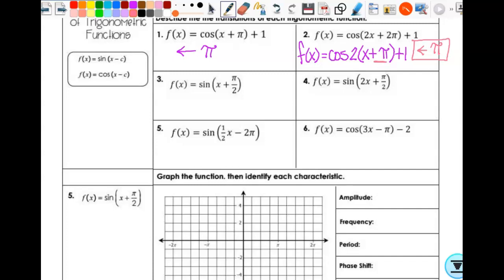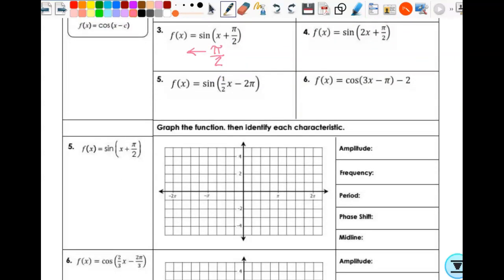Do I need to factor anything out in number 3? No. I mean, factoring 1 doesn't do anything. So this one means I go to the left how much? Pi halves. Do I need to factor in number 4? Yes. So that means I'm going to get f of x equals the sine of 2 times x plus what? Pi fourth. So that means then that I'm shifting which direction? Left, pi fourths. We good?